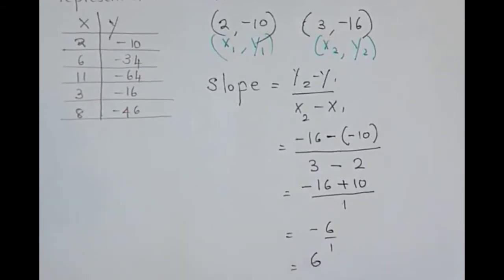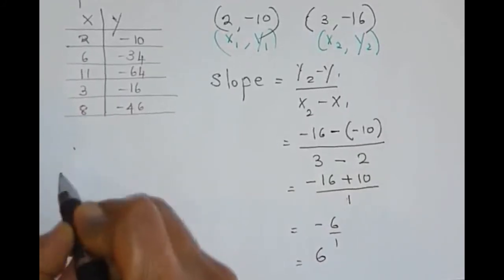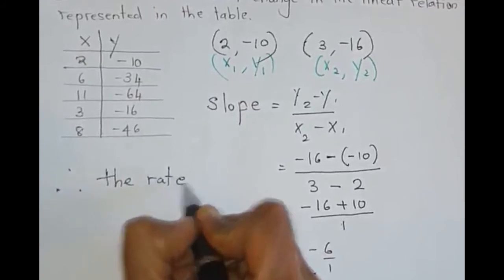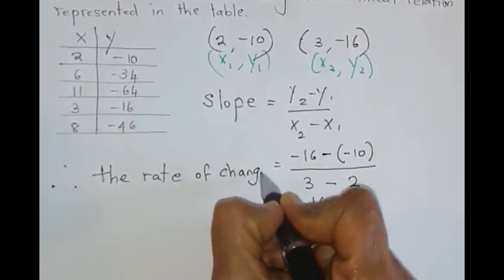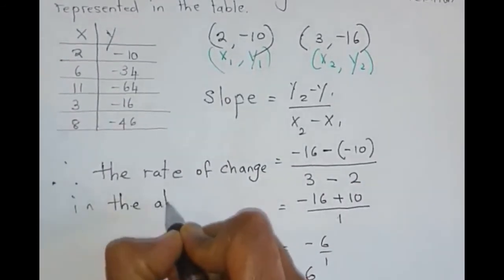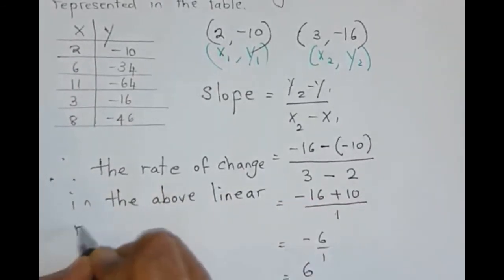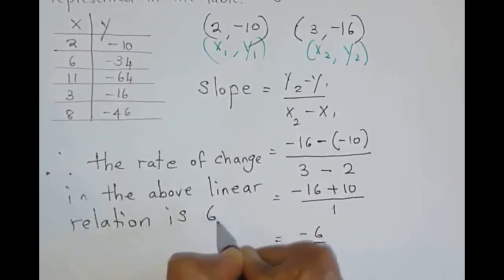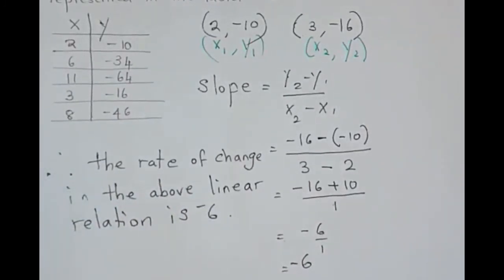So the slope of this line, the rate of change in the linear relation. Let's write it as the final statement. The rate of change in the above linear relation is -6.